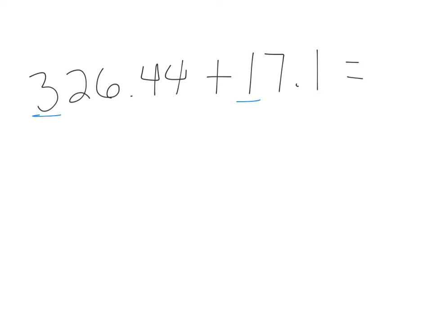Looking at our first number, 326.44, we would round that down to 300. Looking at our second number, we have 17.1, and we would round it up to 20. So hopefully you can start doing this in your head. 300 plus 20 is 320.